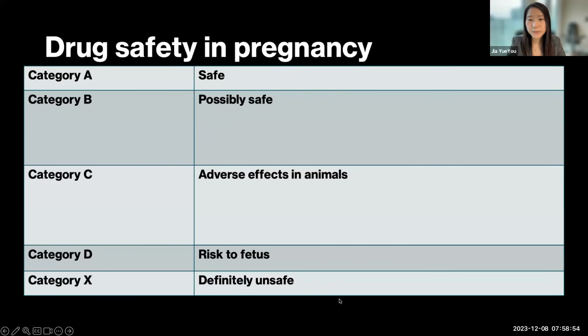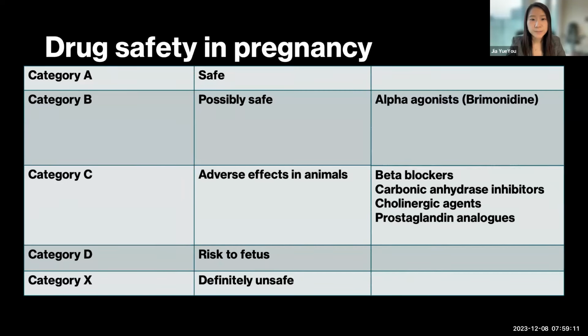And so in our patients who are young and who are at age for reproduction, those who are trying to get pregnant, or those who are already pregnant, sort of the first line treatment in these patients is actually SLT. But if SLT doesn't really work and you have to start them on some sort of drop, then all of our glaucoma drops sort of fall into category B and C.